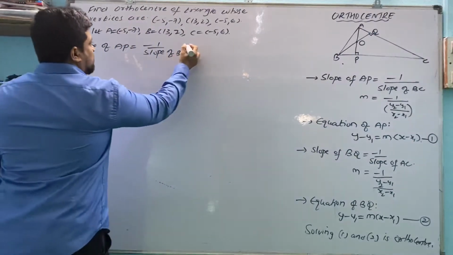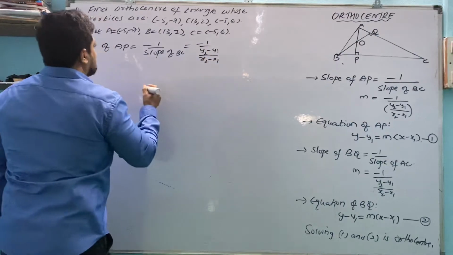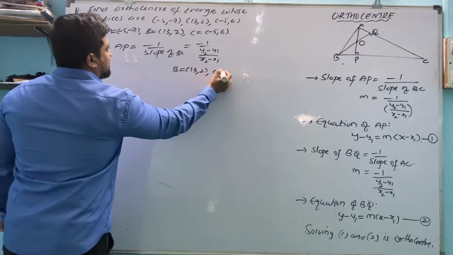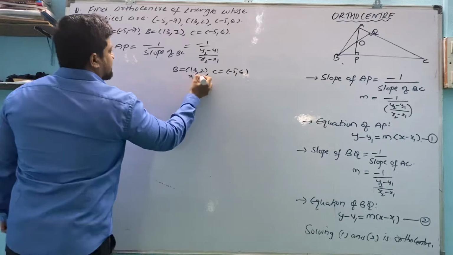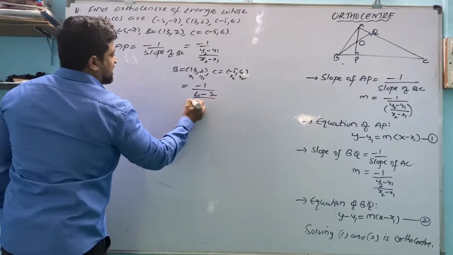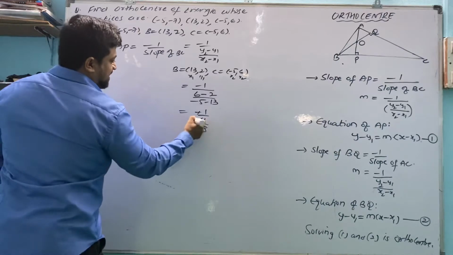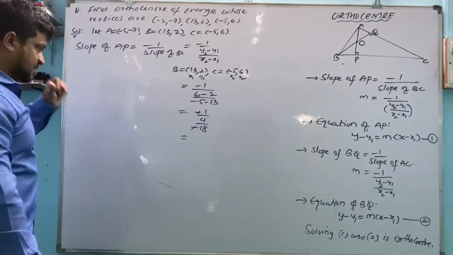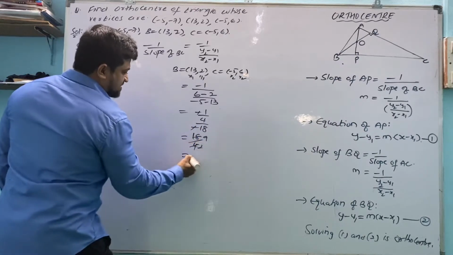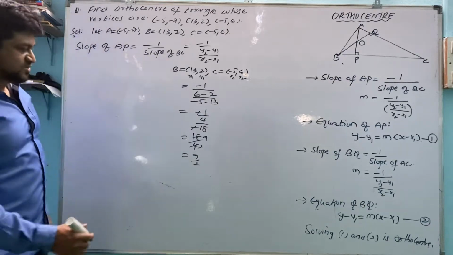So minus 1 by the slope of BC, that is minus 1 by (y2 minus y1) by (x2 minus x1). To find the slope of BC, take point B and point C as x1 y1, x2 y2. So minus 1 by 4 by minus 18. The minus signs cancel, and 18 comes to the numerator: 18 by 4, which is 9 by 2. Slope of AP equals 9 by 2.